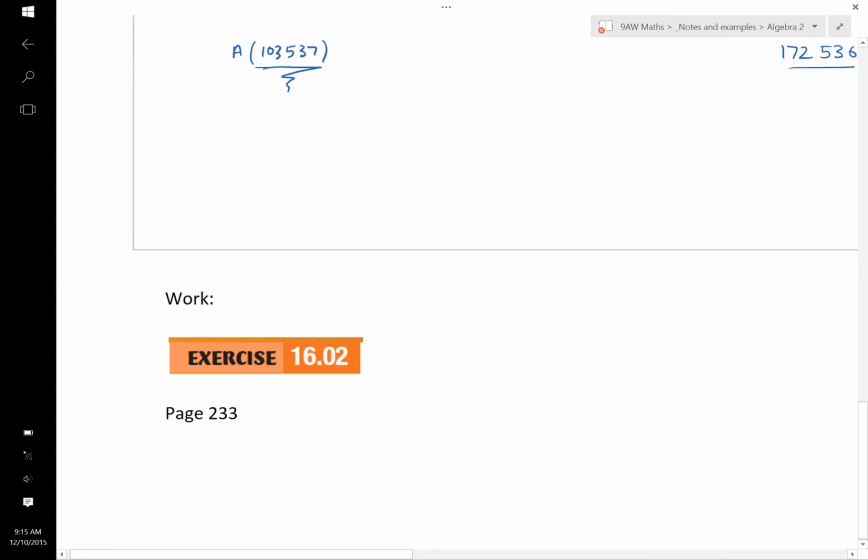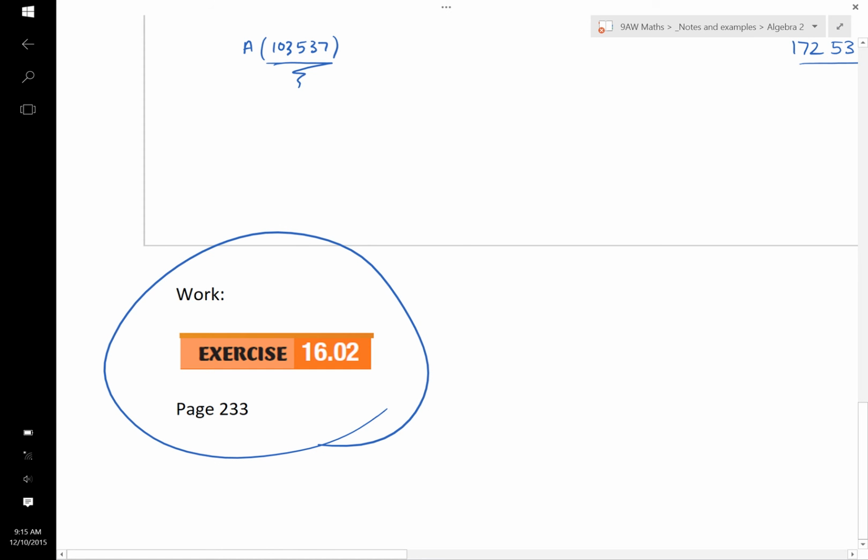So have a go at exercise 1602, and that should help reinforce this concept.